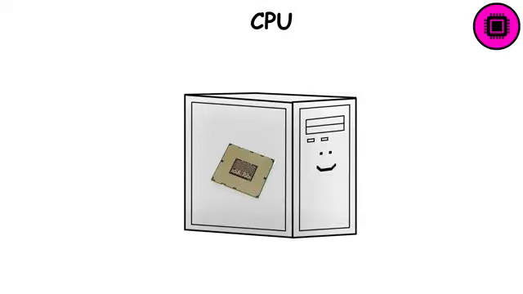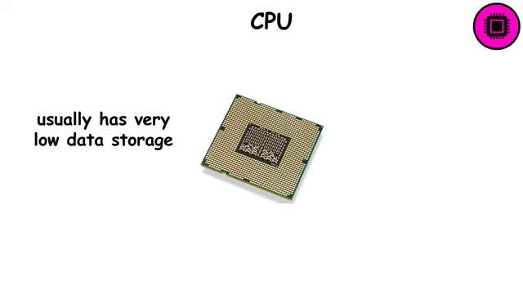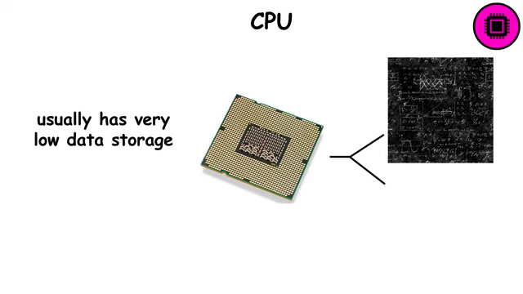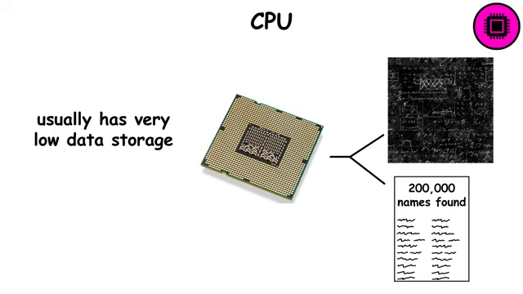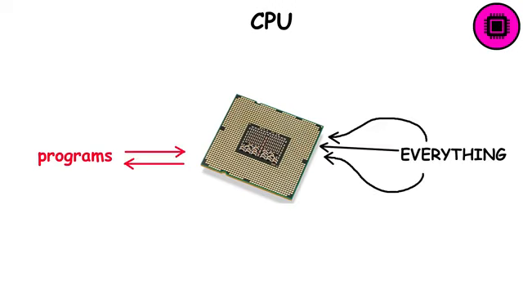CPU. The CPU, also known as the central processing unit or processor, is the brain of the computer, and although it usually has very low data storage, it's really good at using it for things like complex mathematical operations, reading through massive lists, etc. It's where most of the programs are run from, and basically everything that happens in a computer goes through the CPU at some point.